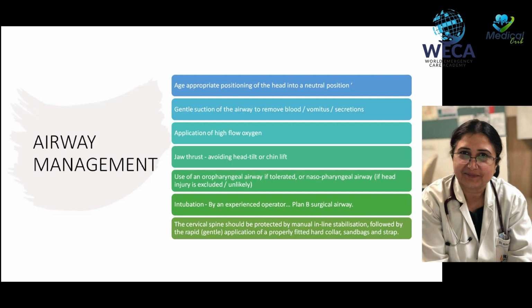Use of an oropharyngeal airway if tolerated. Use of a nasopharyngeal airway if there is no basal skull fracture. Intubation by an experienced operator, and always keep a plan B, because in case there's a failed intubation, you have the plan B to go for a surgical airway. The cervical spine should be protected by manual inline stabilization, followed by rapid application of a properly fitted hard collar.